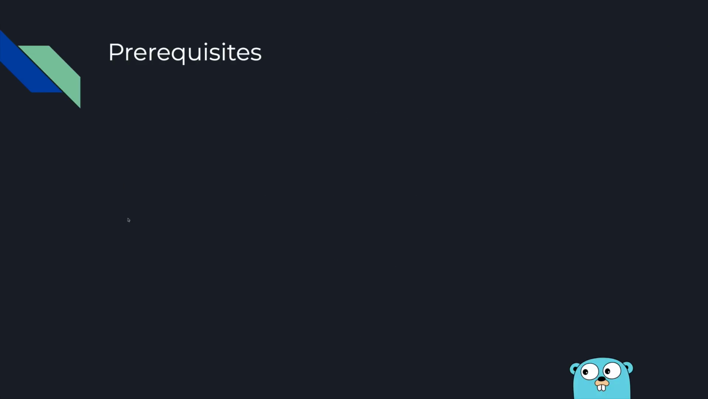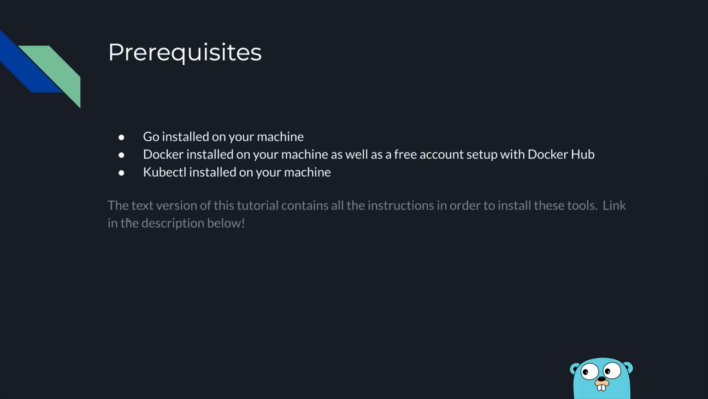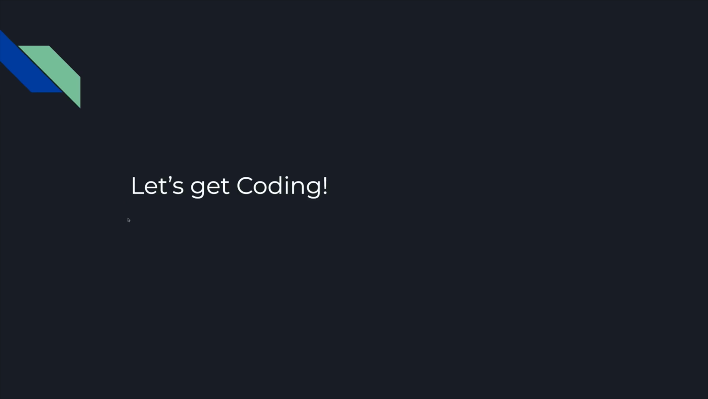Now, before we get started, you're going to need the following. So you're going to need Go installed on your machine. You're also going to need Docker installed on your machine, as well as the kubectl CLI installed on your machine. Now, the text version of this tutorial, which is on DigitalOcean, will have all the instructions in order to install these tools, and I'll leave a link in the description below. With all that out of the way, let's get coding.